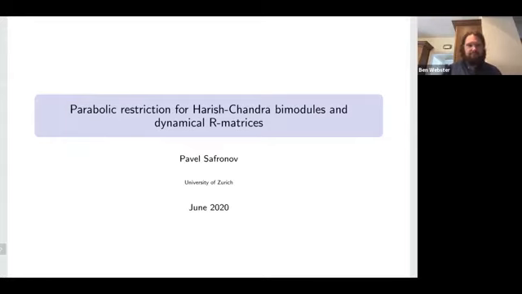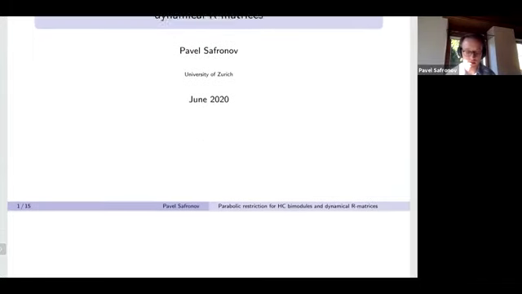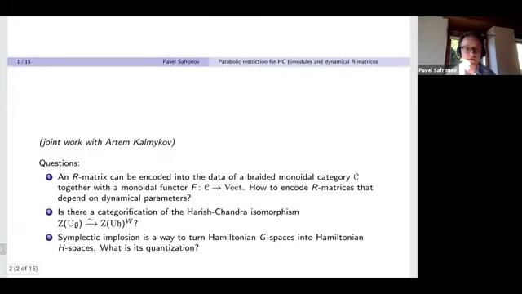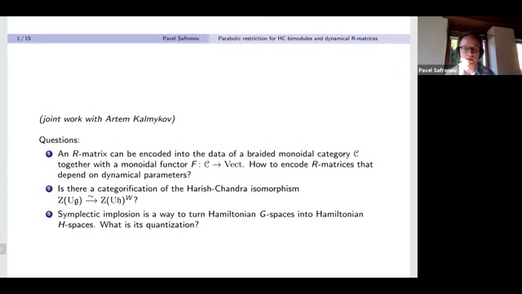So I want to describe some work in progress joint with Artem Kalmykov. The big goal is to better understand quantum groups, and in particular dynamical quantum groups. And some motivating questions for this particular project that I will get to in the talk are the following.